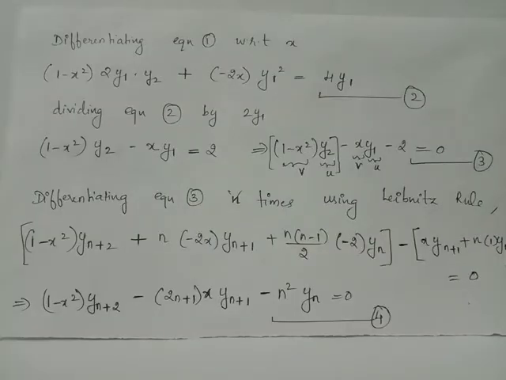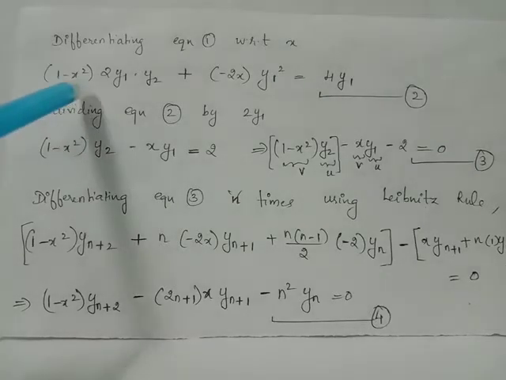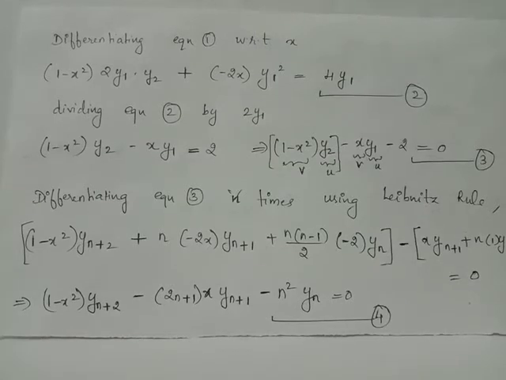Differentiating LHS of equation 1 using product rule, we get 1 minus x square into 2 times y1 into y2, where y2 is the first order derivative of y1 or y2 is the second order derivative of y, plus negative 2x into y1 square. And when we differentiate RHS with respect to x, we get 4 times y1, because derivative of y with respect to x is y1. Number it as equation 2.